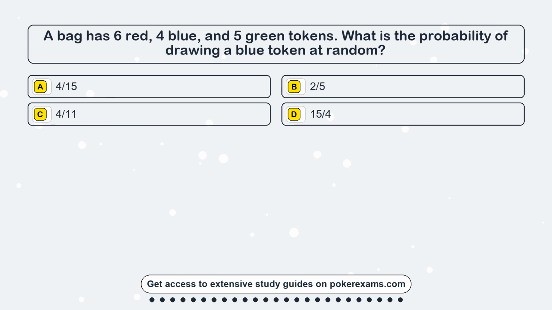Question 22. A bag has 6 red, 4 blue, and 5 green tokens. What is the probability of drawing a blue token at random? Option A 4/15. Option B 2/5. Option C 4/11. Option D 15/4.